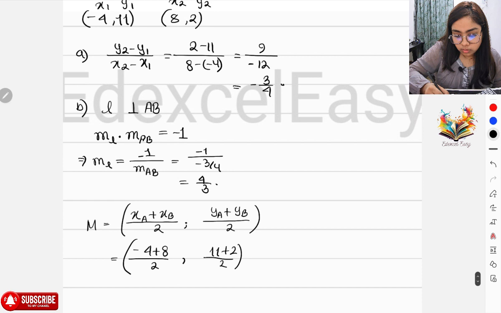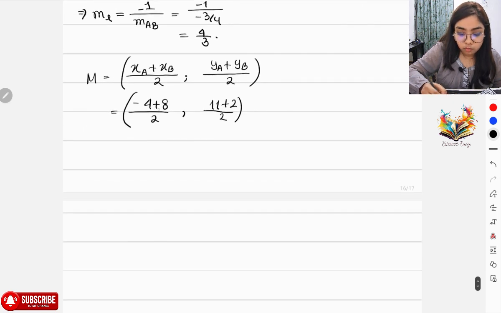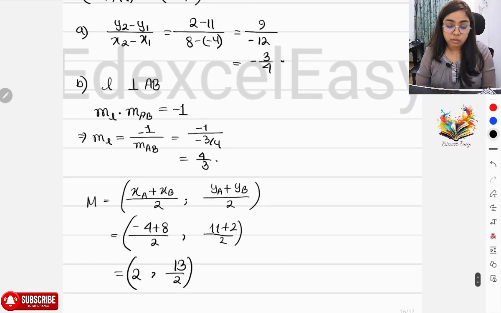Am I making a mistake? 11 plus 2, no. This one turns out to be 4. 4 divided by 2 is 2, and this one is 13 by 2. So this is your one coordinate for that line L.